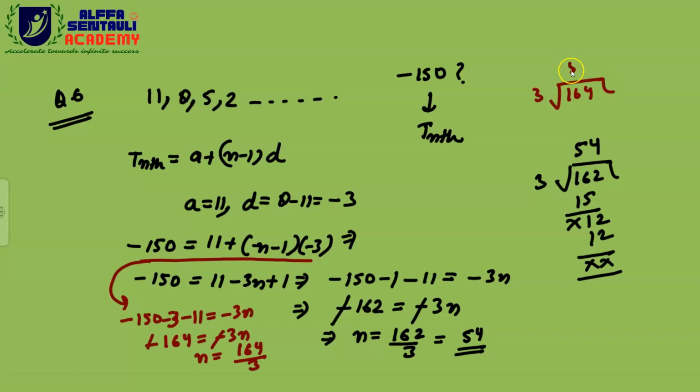divided by 3, then 3 5s are what? 50, 1 carry, 3 4s are 12, 2 carry, right? Then again you have to make a decimal, then 0, then you will get n as a decimal number, beta, right? Which is not possible. So this is why this nth term as 1 minus 150 is not possible, correct?